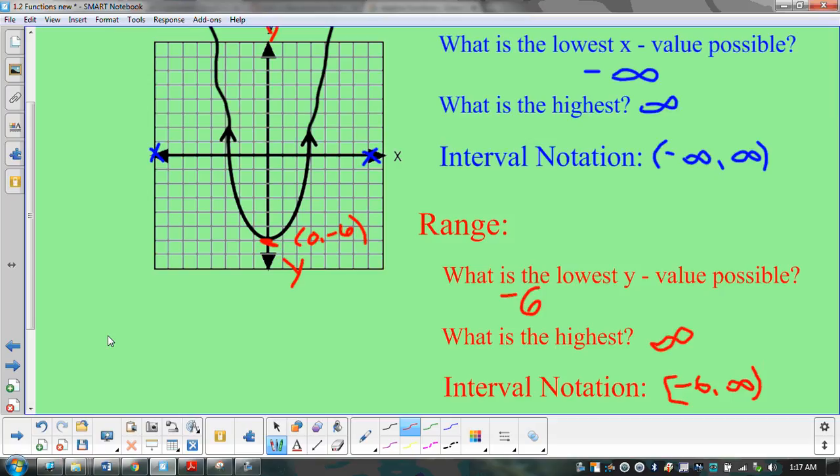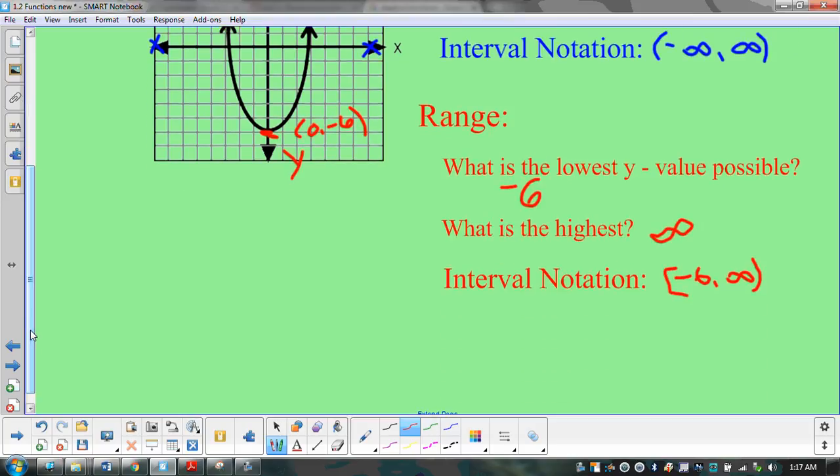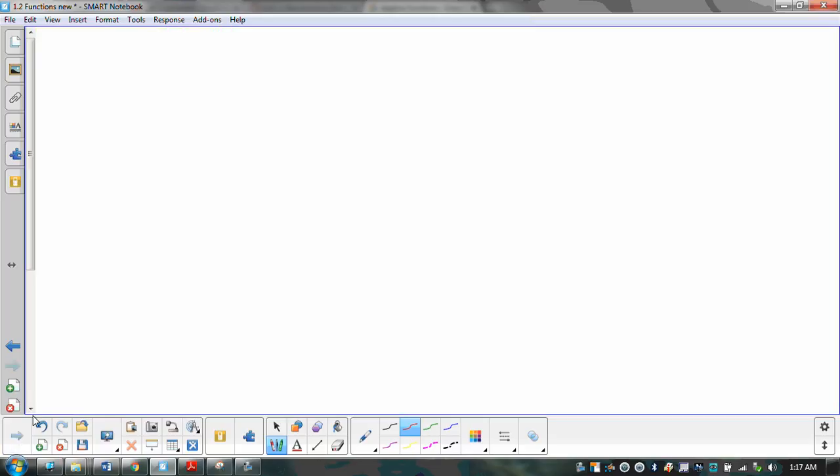So take a moment, see how you feel with domain and range. We will be spending more than one day on this topic because this is critical to everything we're going to be doing this year. So take a moment, copy it down, and see how you're doing. Please bring your questions to class tomorrow so that your peers or I can assist you.